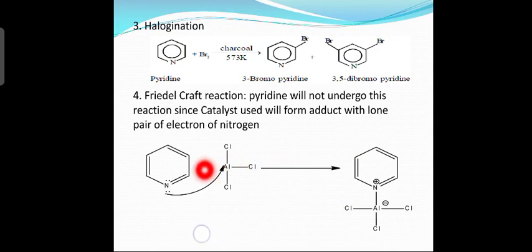See, the lone pair of electrons of nitrogen forms a bond with aluminum, so that nitrogen becomes positively charged, and aluminum is bonded to chlorine, with chlorine in the form of a negative ion. So pyridine aluminum chloride complex is formed.